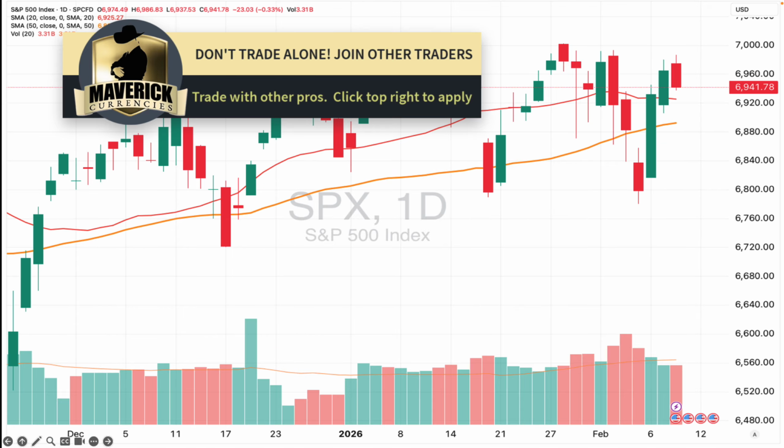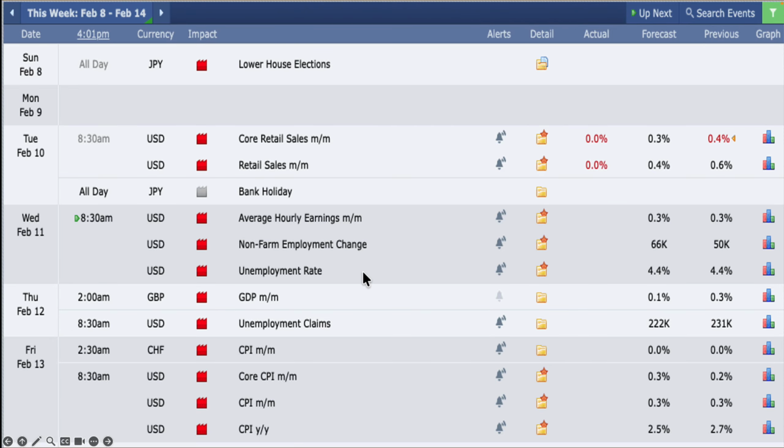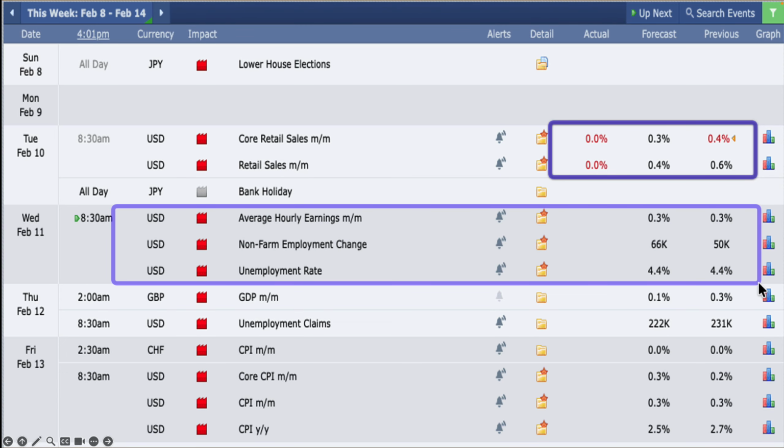Now, this week is an important week with the economic data out of the U.S. We had the retail sales number today. You can see they were not so impressive. So the big focus now is going to be tomorrow when we get the U.S. non-farm payrolls number.